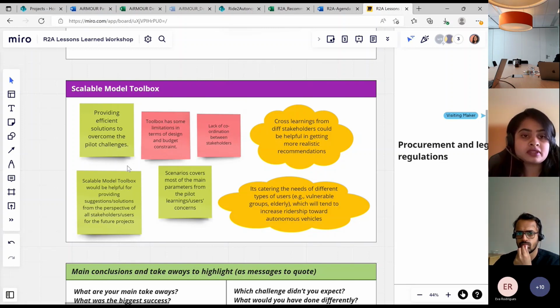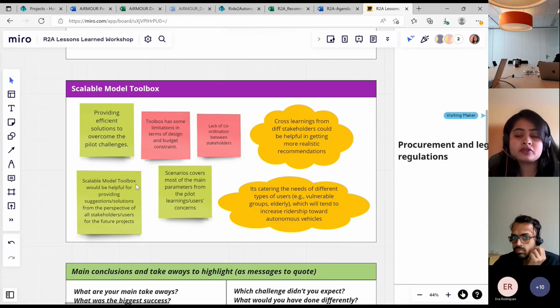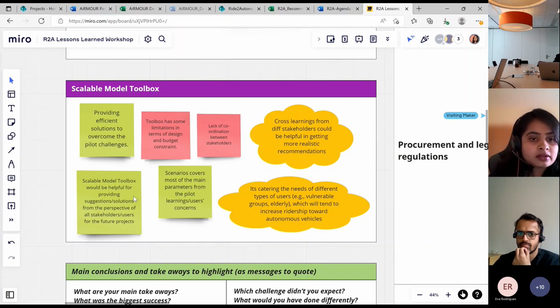So that is a positive thing, and this toolbox will also be helpful for future CCAM projects at different scales and for different European projects, for different target users. And another thing is, it provides a solution for all the target user groups.